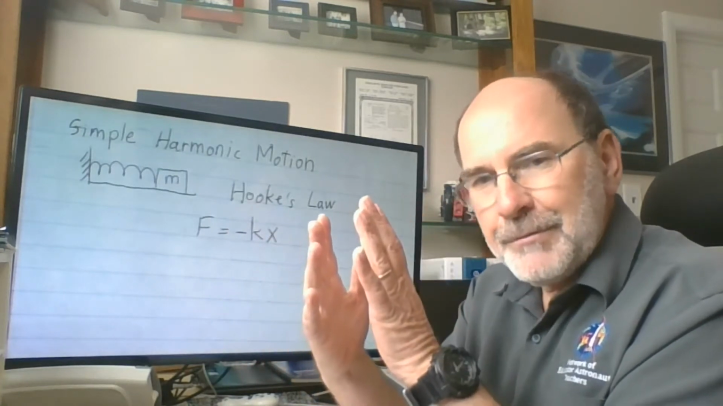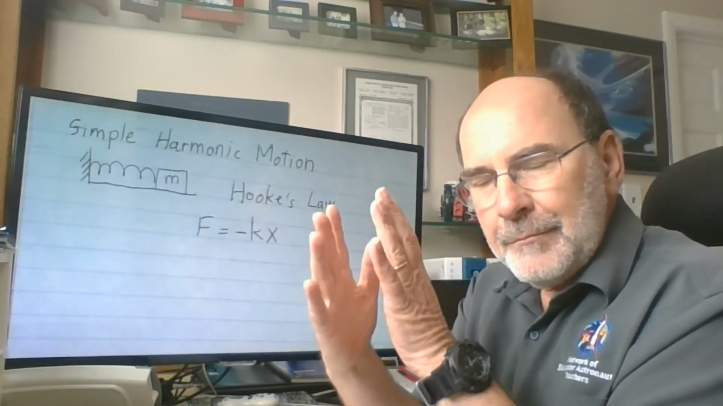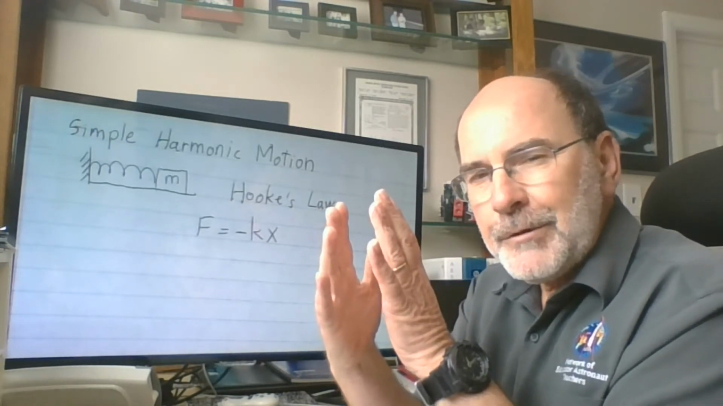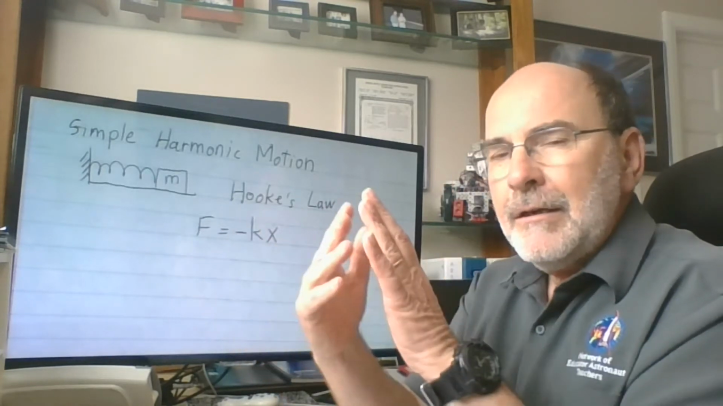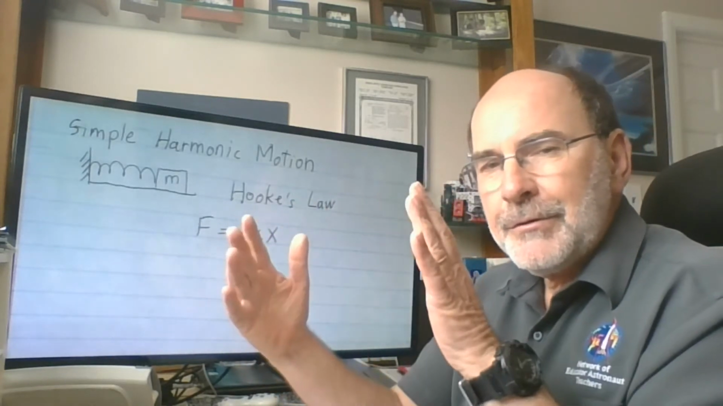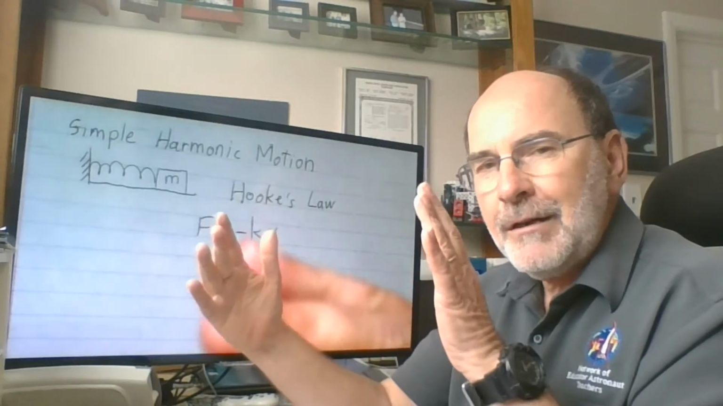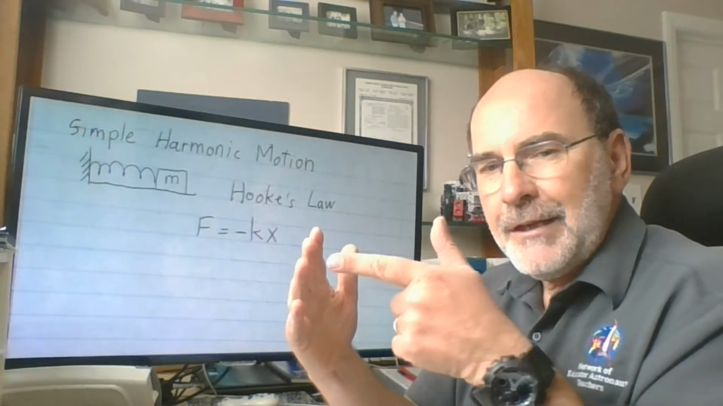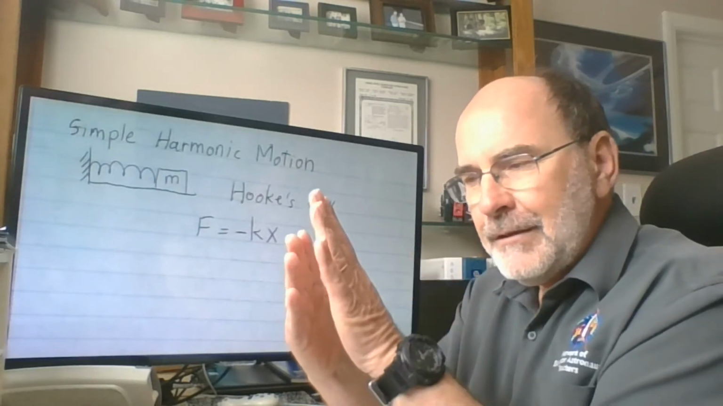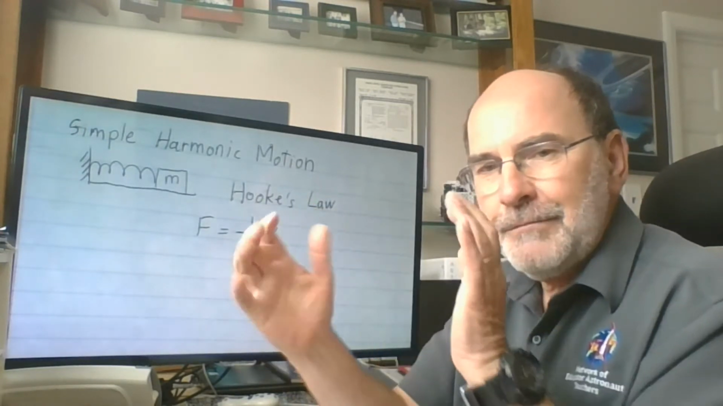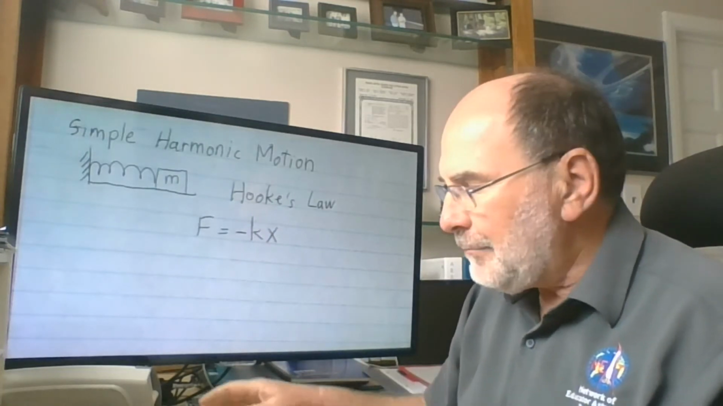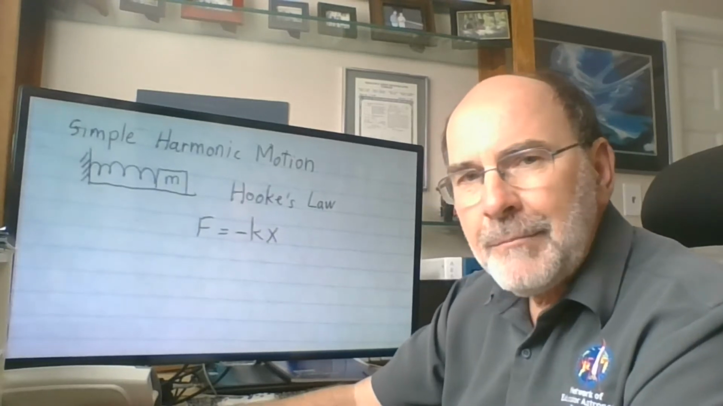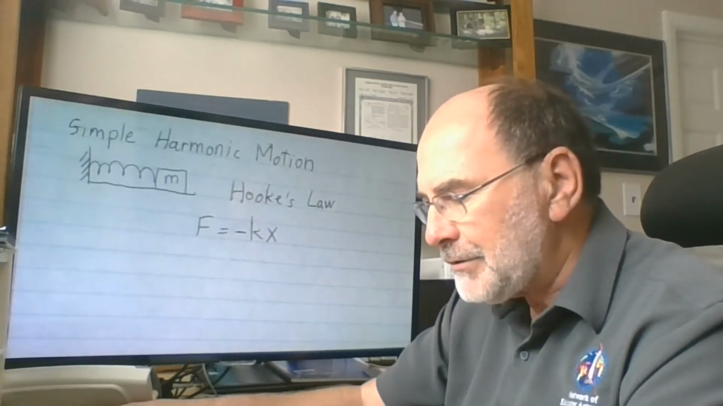If I compress the spring, moving it in the negative x direction, then the restoring force would be trying to push it apart. It would be a positive restoring force. So it's always opposite the direction of its position. So if it's got a positive stretch to it, it's a negative force. If it has a negative compression to it, then it has a positive force trying to push it apart. Mathematically, that is a key part to creating a mathematical model for simple harmonic motion.